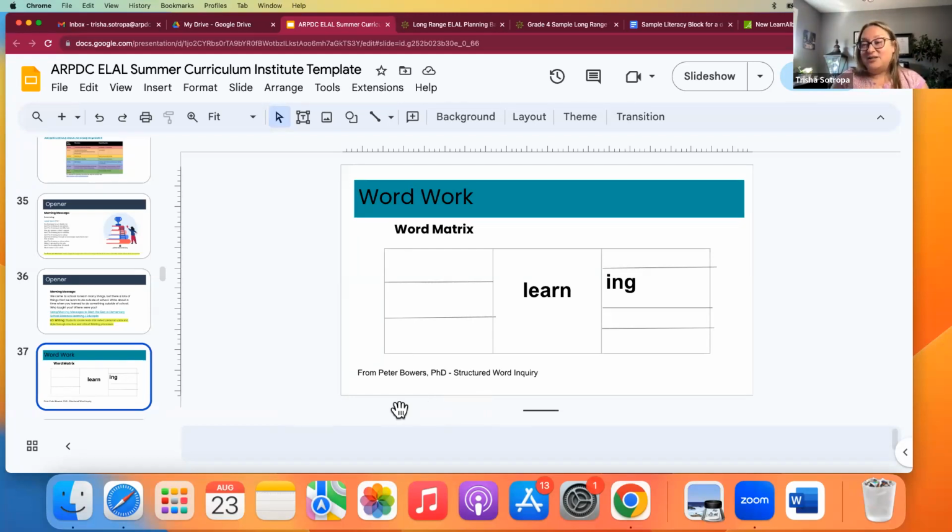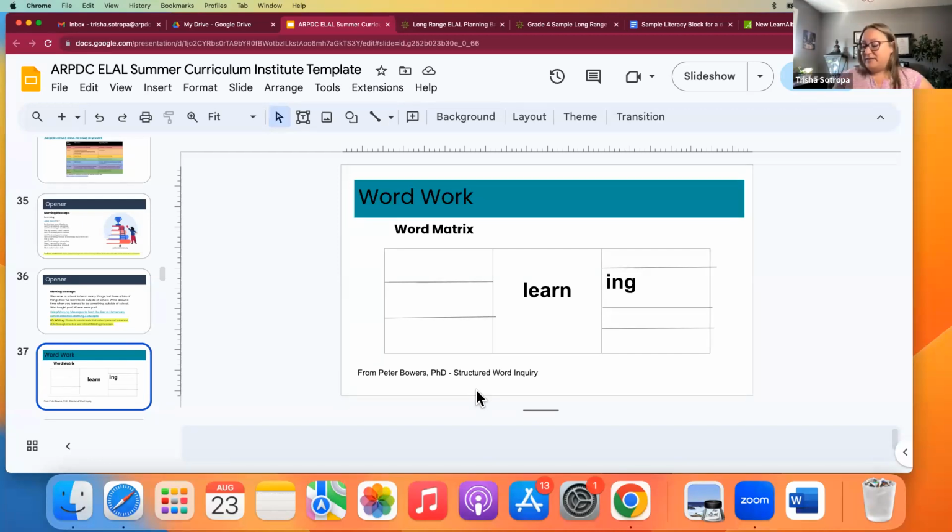And if you get a chance to do a session with him, it's very enjoyable. Actually, he's quite interesting to listen to as well. But his idea is this word matrix, and that we discuss the meaning of the pieces of the words. So the name is on the slide. It's Peter Bowers, and his work is called Structured Word Inquiry. You're welcome. So here's what I would do with my students.